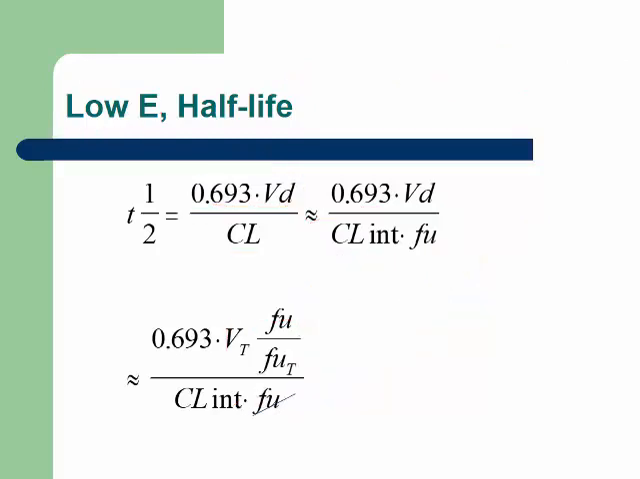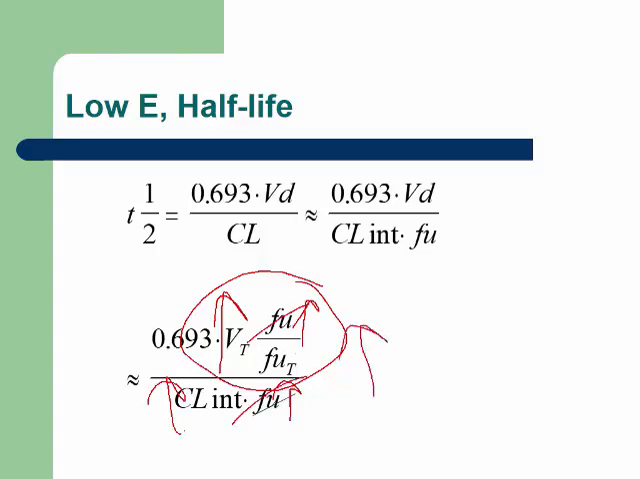Does this make sense? Sure, because if we increase our fraction unbound, the volume of distribution is going to increase, isn't it? Because it can move out into the body now. And if our fraction unbound increases, as far as clearance, more of it is available for clearance. So it increases our clearance and our volume to the same extent. So if there's an increase or a decrease in fraction unbound, you won't see a change in the half-life. Pretty cool, huh?